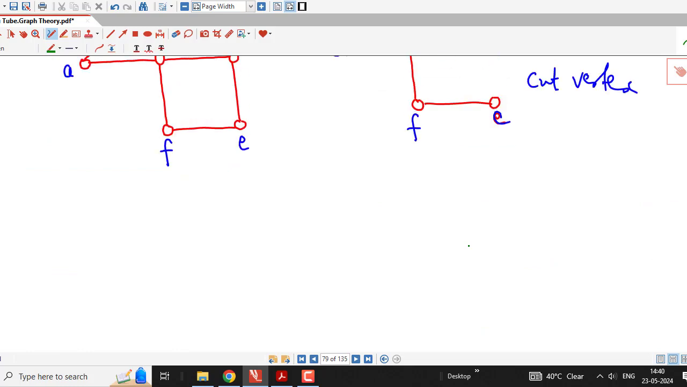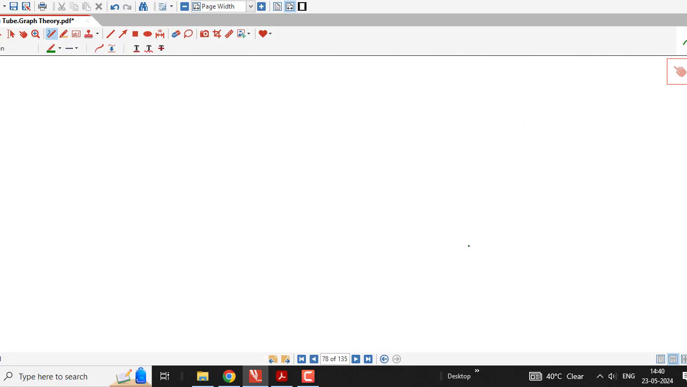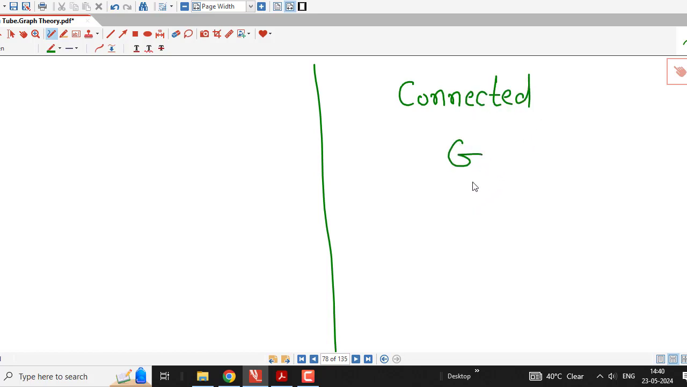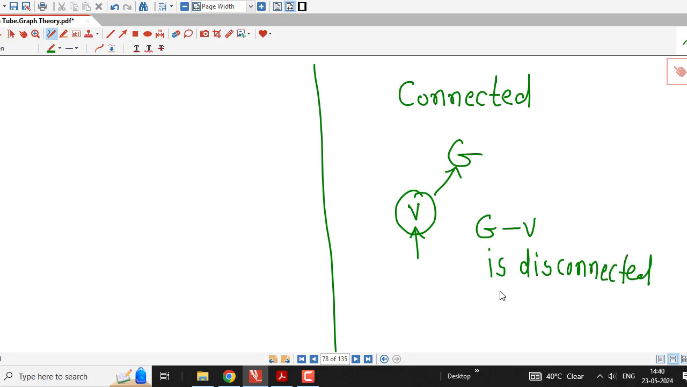So this is all about this session. In this session we have defined cut vertex for connected as well as disconnected graphs. If our graph is a connected graph, suppose G is a connected graph, then a vertex V in graph G is called a cut vertex if after removing vertex V and all edges incident with V, whatever subgraph we obtain is disconnected. If G minus V is disconnected, then vertex V of a connected graph is called a cut vertex.